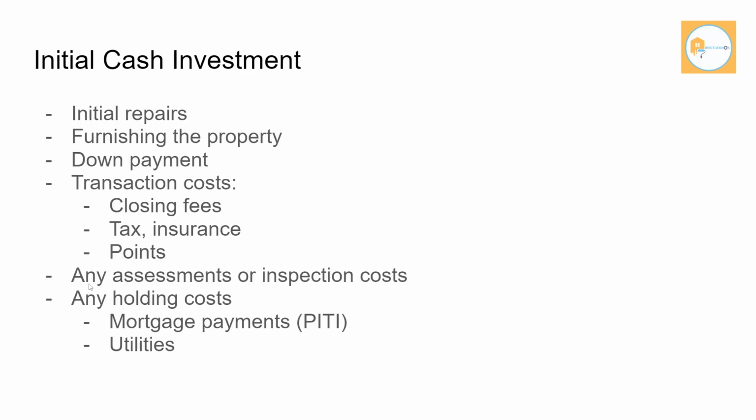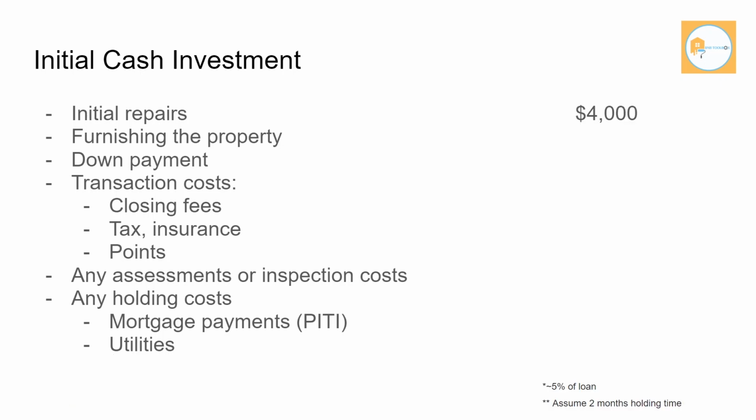These are some of the things you have to take into account for the initial cash investment. Any initial repairs that you have to make on the property. Obviously, you have to furnish the property to get ready for guests. The down payment, any transaction costs associated with purchasing the property. So that will include things like closing fees, taxes and insurance, any points that you're paying. You will also have to pay for any assessments or inspection costs, and then any holding costs, meaning when you're getting the property ready to be rented out, it's not currently generating any income. So you'll have to account for those costs as well. So this would be mortgage payments, principal, insurance, taxes, and interest, as well as any utilities needed during the holding period. So in the next slide, let's put some numbers to these.